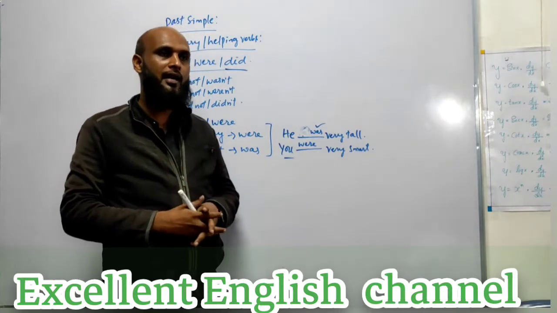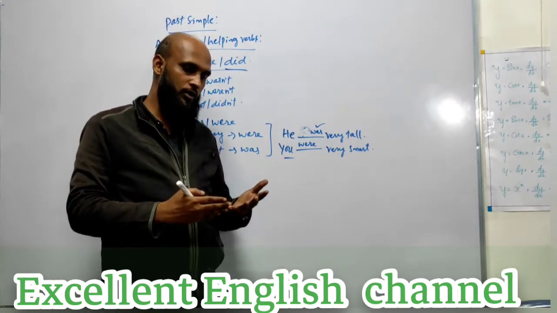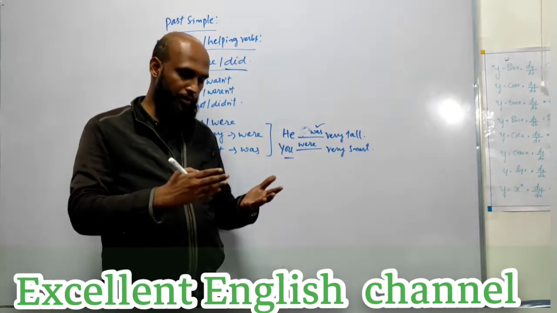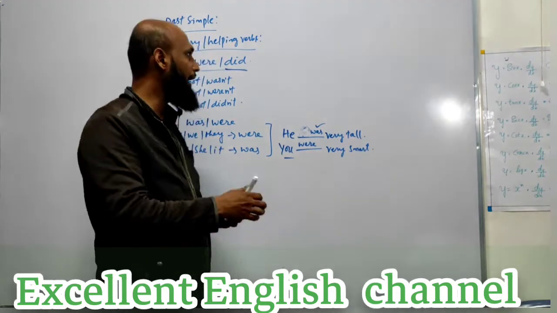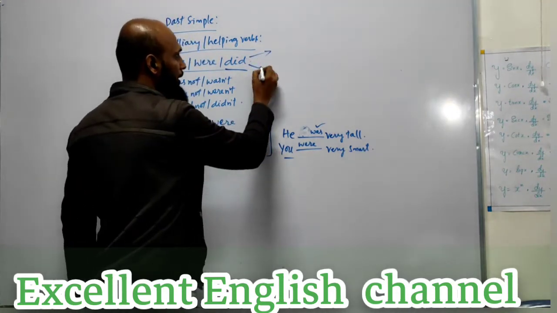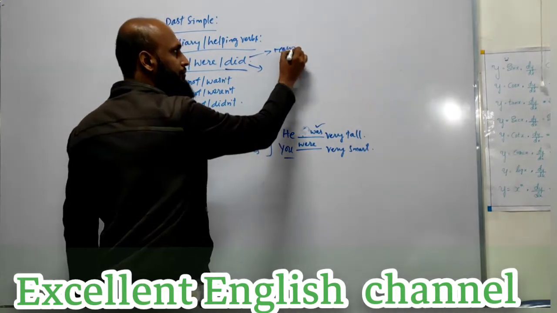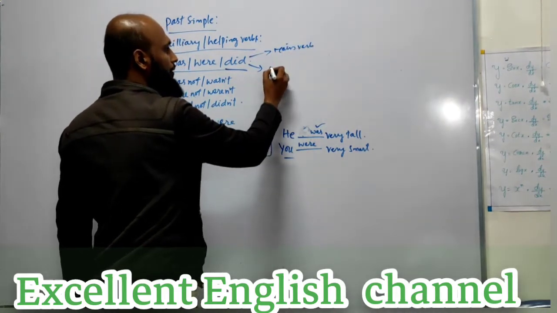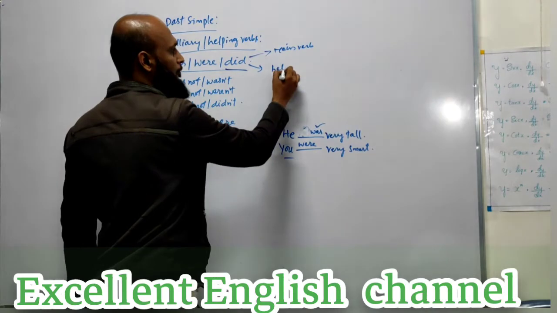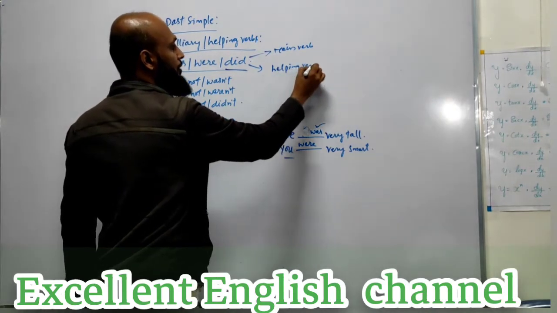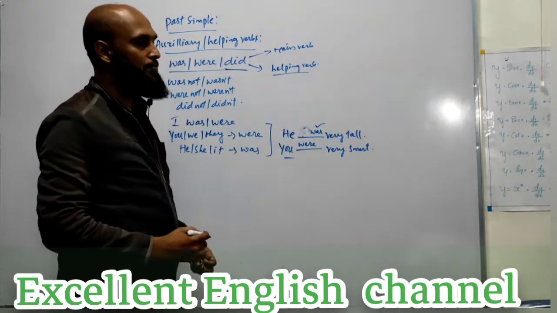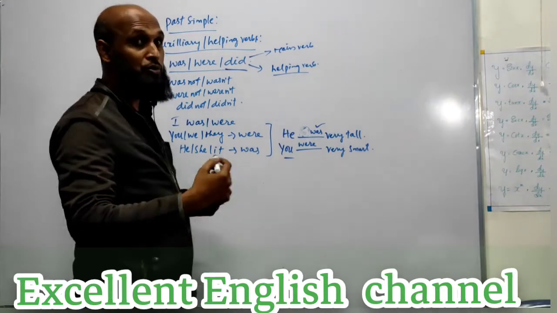You may know this, that we use did for both, as a main verb as well as a helping verb. You can use it for both. It's a main verb, and did as a helping verb also you can use. You can use both, did. But when to use did?